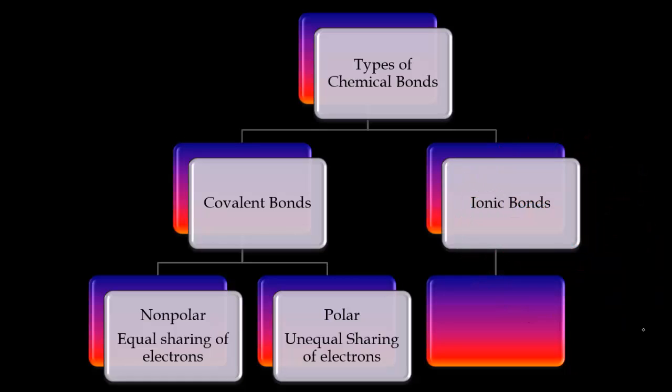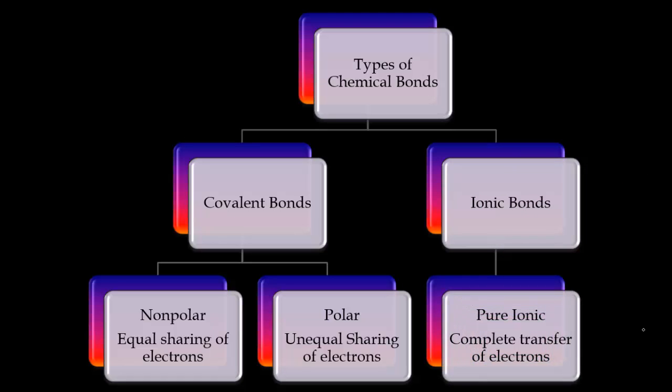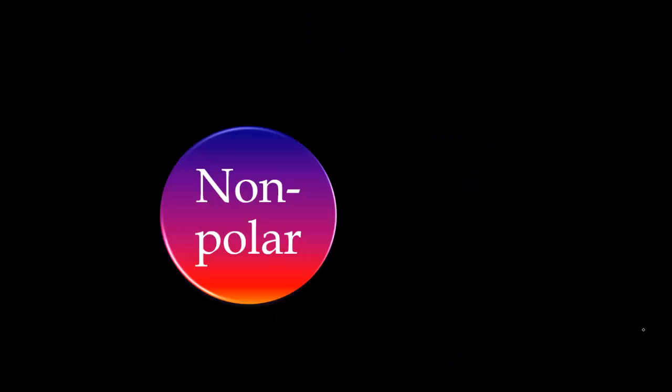The other type of bond we can have is an ionic bond. In ionic bonds, we no longer share electrons, but we have a complete transfer of those electrons. So let's look more closely at the types of bonds.